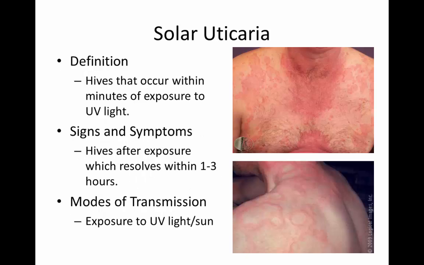Solar urticaria is hives that occur within minutes of being exposed to UV light. This is also known as a sun allergy. Signs and symptoms include hives after exposure to sun, which resolves within 1 to 3 hours. The mode of transmission is exposure to UV light or the sun. Solar urticaria is not contagious.